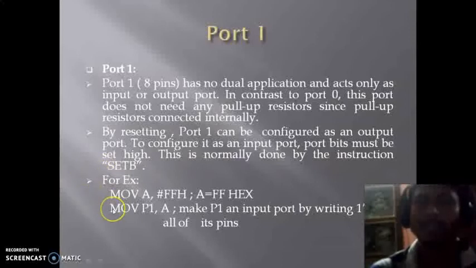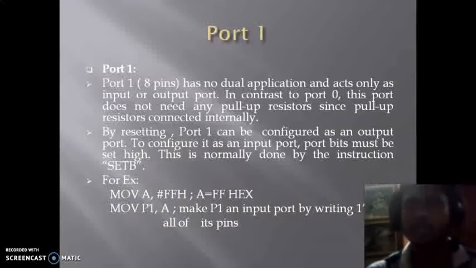As I already discussed in case of port 0, if we provide FFH to P1, then all the port pins will behave like an input port. So FFH we have to copy into the accumulator, and the content of the accumulator will be FFH, and if we send it to P1, then the port P1 will behave like an input.